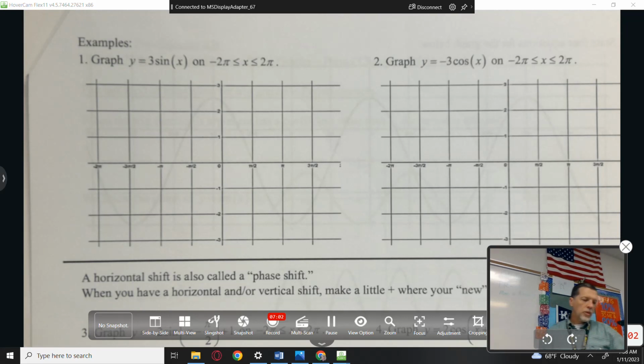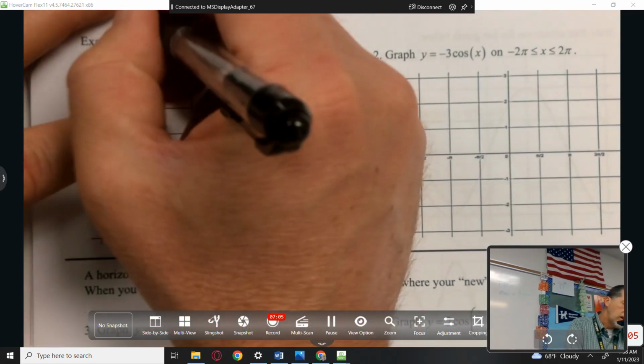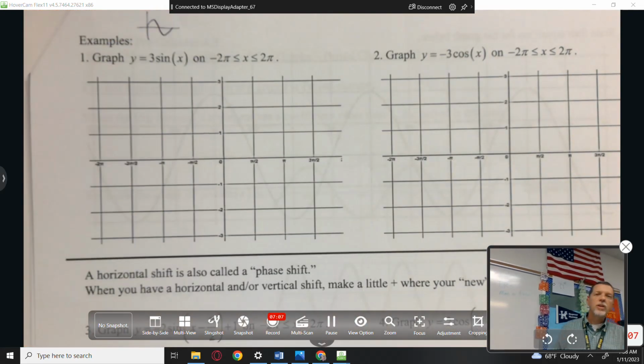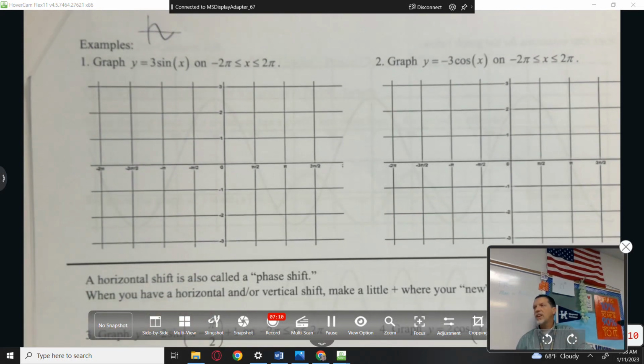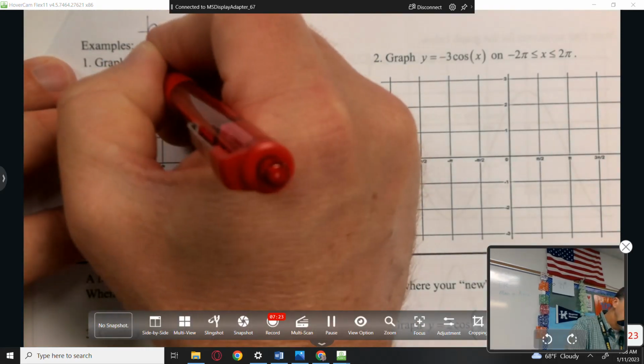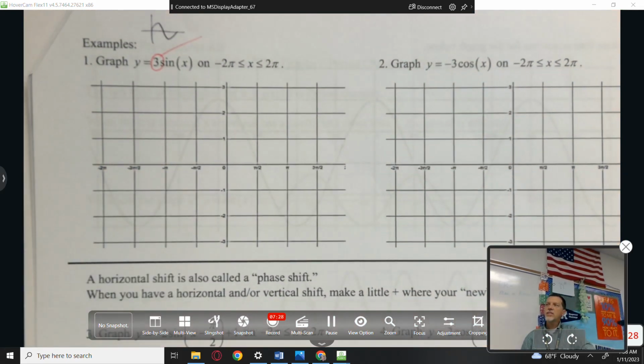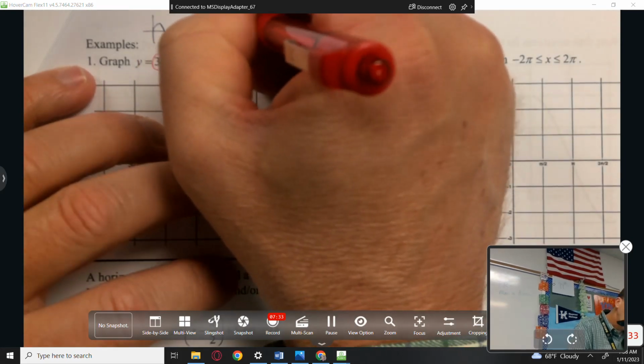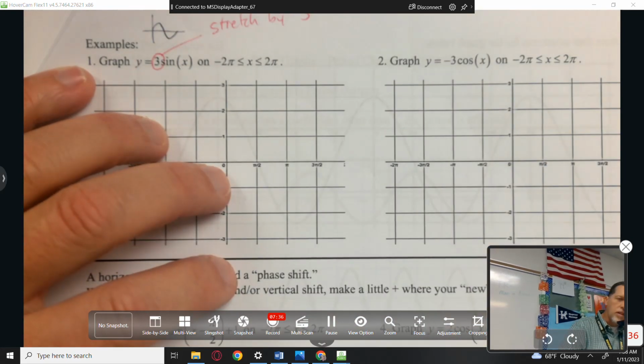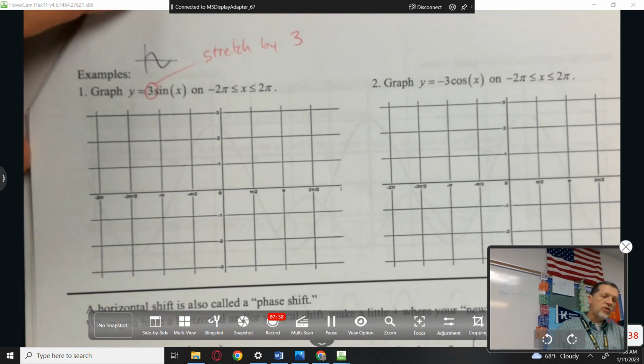So y equals 3 sine of x. Okay. First thing I'm going to do is do a quick little parent function of sine of x, so my brain knows what I'm starting with. That's not the full official nice one, but that's what sine looks like. What does that 3 do to the graph? What does the 3 do to the graph? Stretch it. Okay, so we're going to stretch it by 3. It's going to change the amplitude to 3.